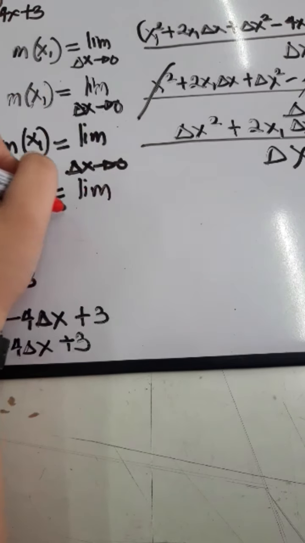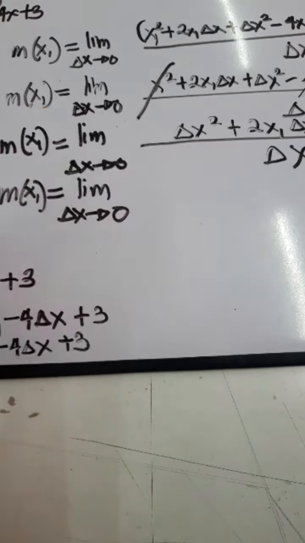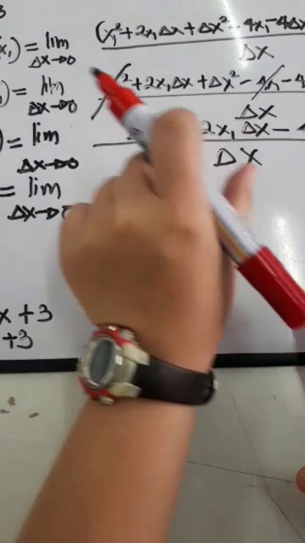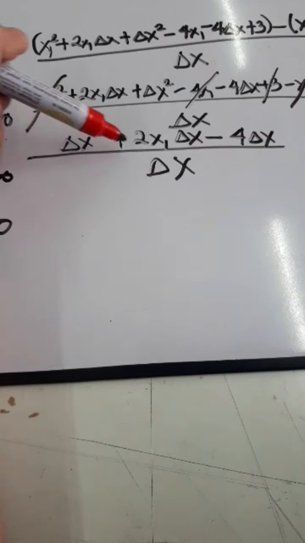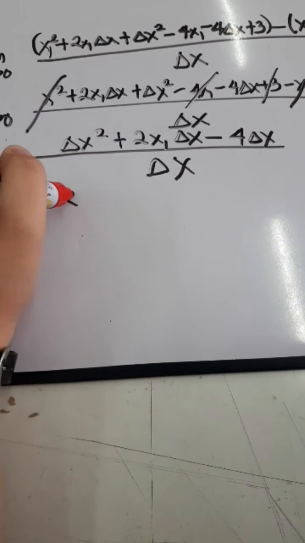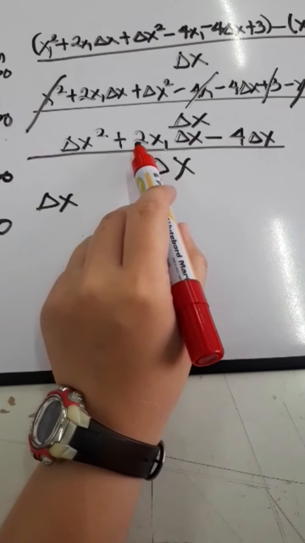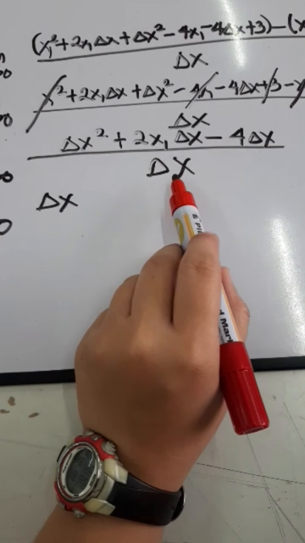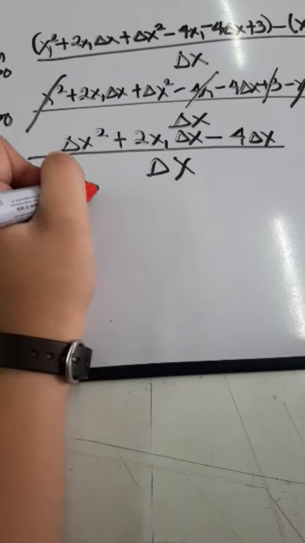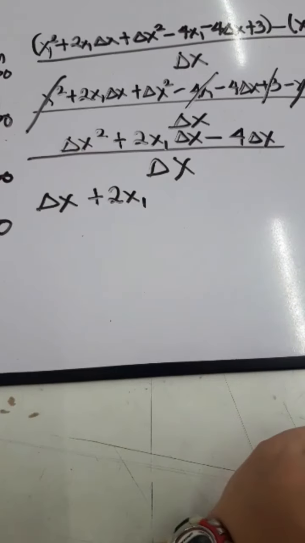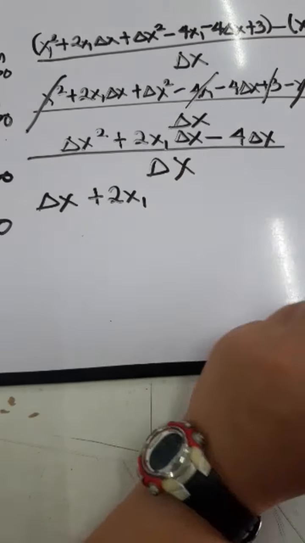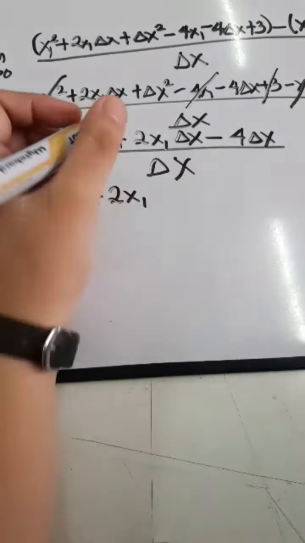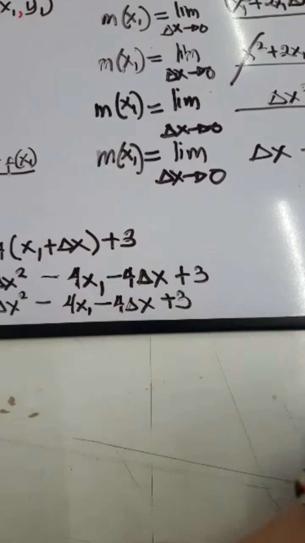So the limit as delta x approaches 0. We distribute delta x. It can be simplified further because delta x is common to all terms. So, delta x squared divided by delta x will be delta x. Then 2x sub 1 delta x divided by delta x is positive 2x sub 1. And then we have negative 4 delta x divided by delta x, which is negative 4. Then we find the limit as delta x approaches 0.